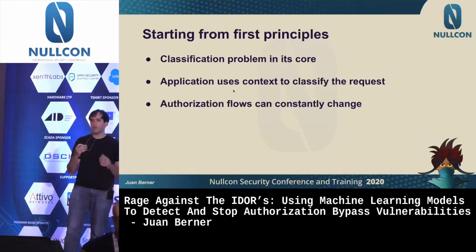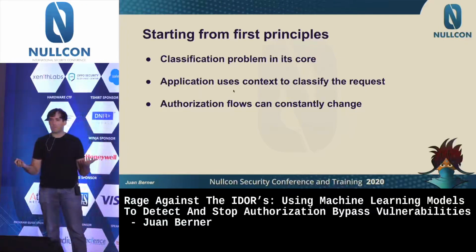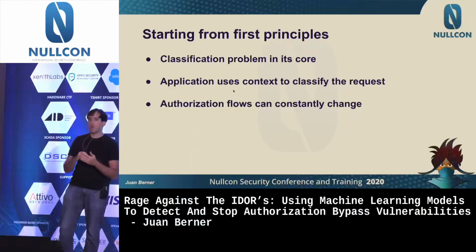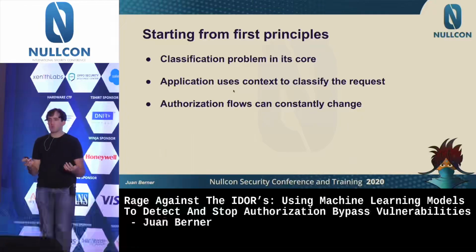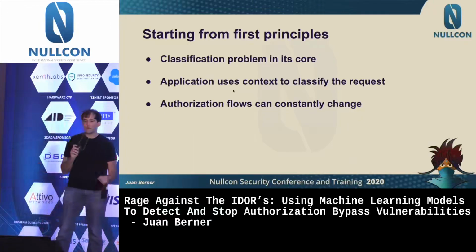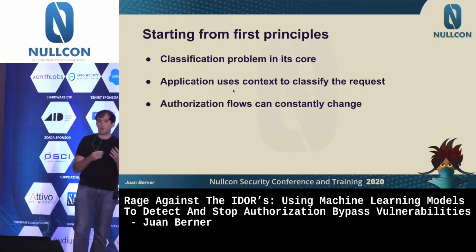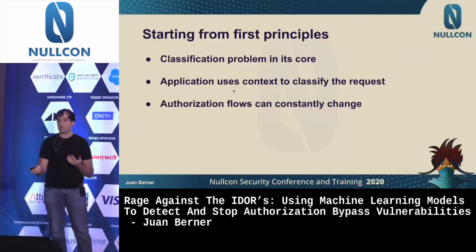So I started looking at this problem at its core. It's a classification problem. We need to classify if authorization checks are needed or not, or what's the result around them. The application currently uses the context to be able to classify it. And these authorization flows constantly change. So even if you do it hard-coded one by one, you will never adapt to how quickly an application can change.